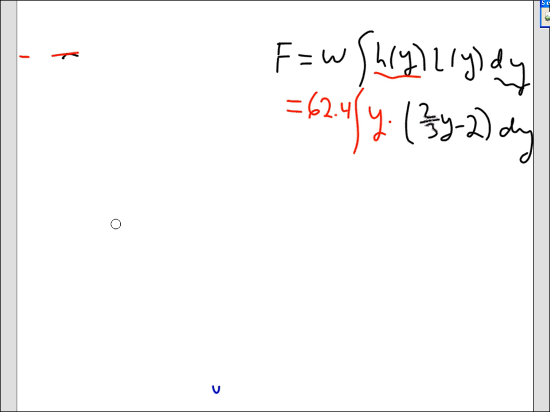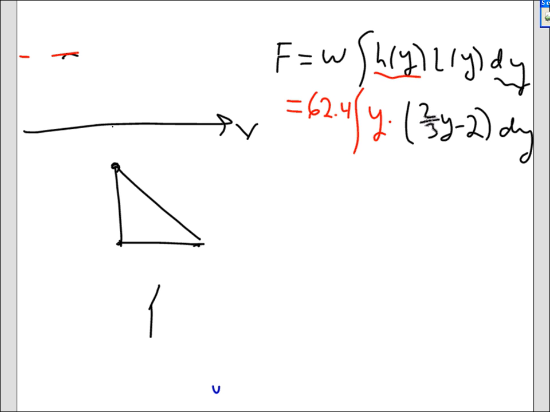We have the positive y-axis. We have the x-axis. And then you have the triangle, like such. This distance was 3, and this distance is 9, and this distance, it doesn't matter. And there's the positive y-axis.